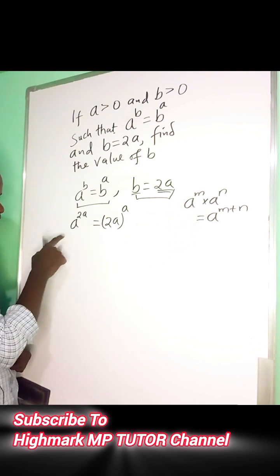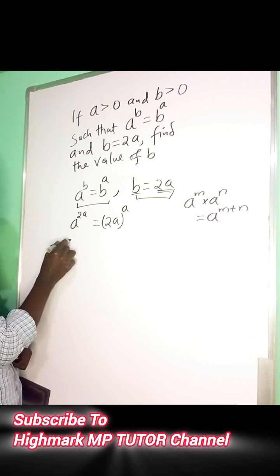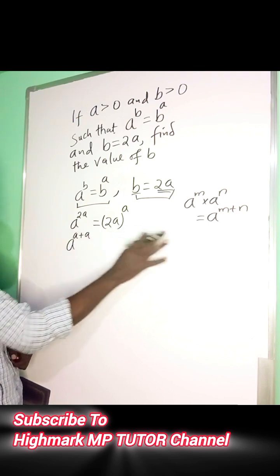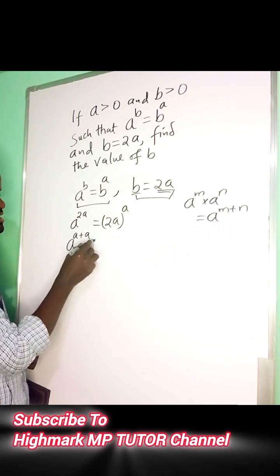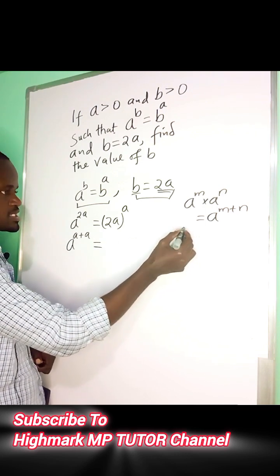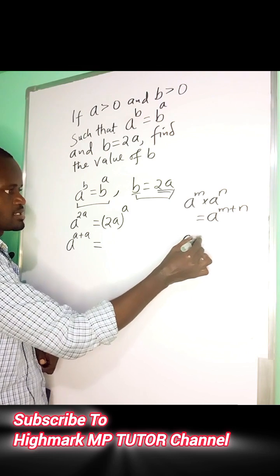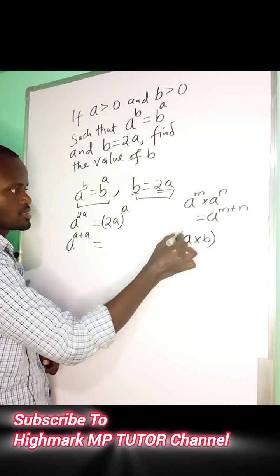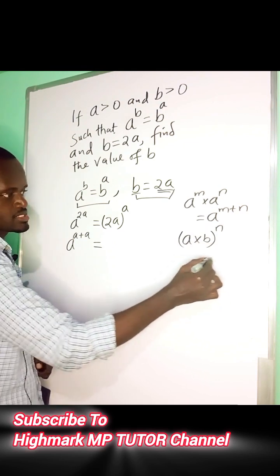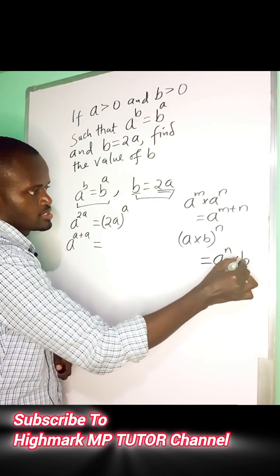So on the left hand side, twice A can be expressed as A plus A. So we have A raised to A plus A. So we write it in this form. And then on the right hand side, we are going to apply another law of indices, that is A times B raised to N can be written as A raised to N times B raised to N.